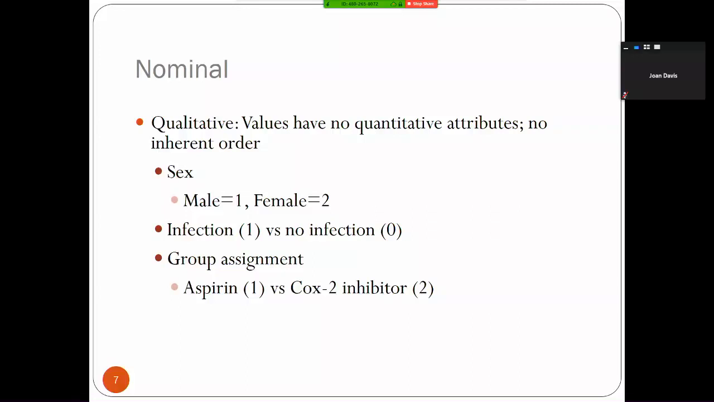Nominal data are those which have no quantitative attributes whatsoever. We simply use them as placekeepers or labels. Like male is 1, 2 is female, aspirin is 1, COX-2 inhibitor is 2. They're simply labels that are amenable to statistical analysis, but they have no quantitative quality whatsoever.